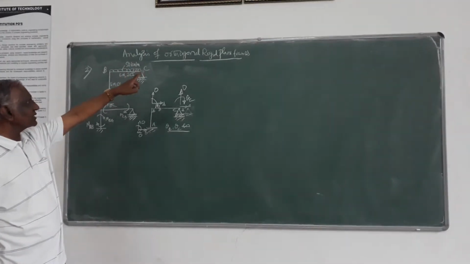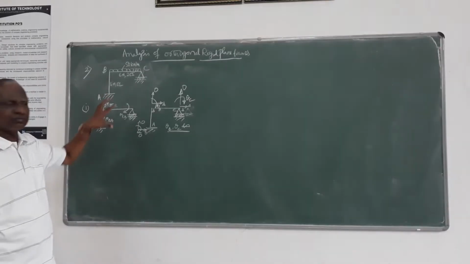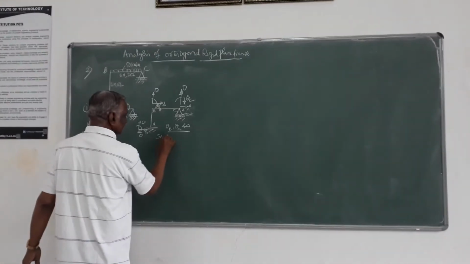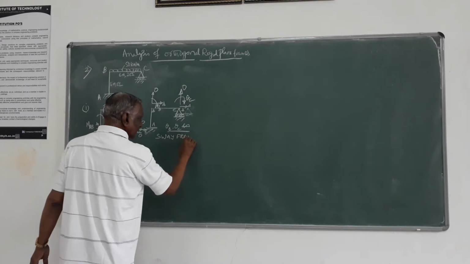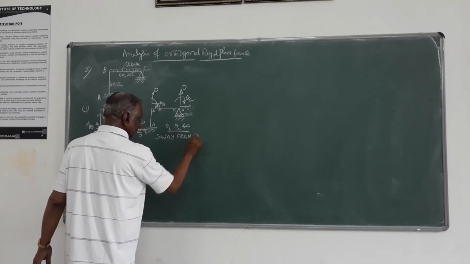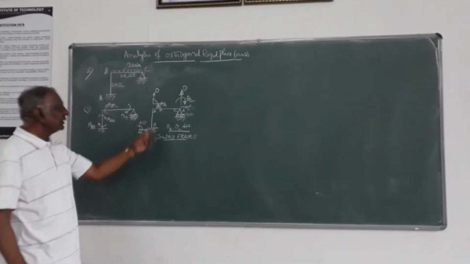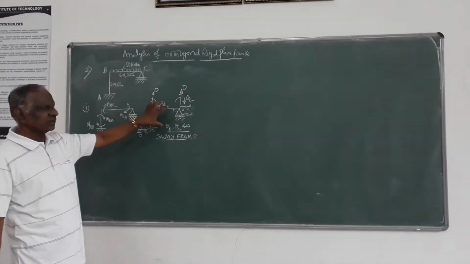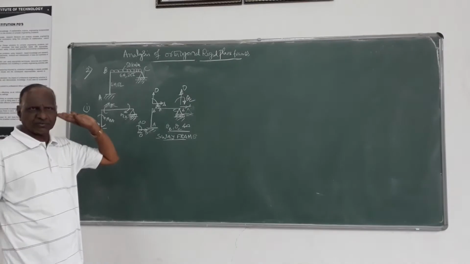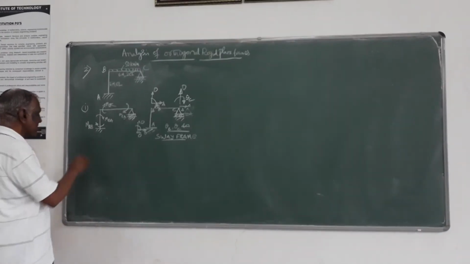Since one translation is coming now, it is called a sway type of frame. It is a sway frame. Mainly to come to this conclusion, whether it is sway type or non-sway type, we are doing this unknown joint displacement identification. So this is the first step. It is a sway frame. That is your first step.